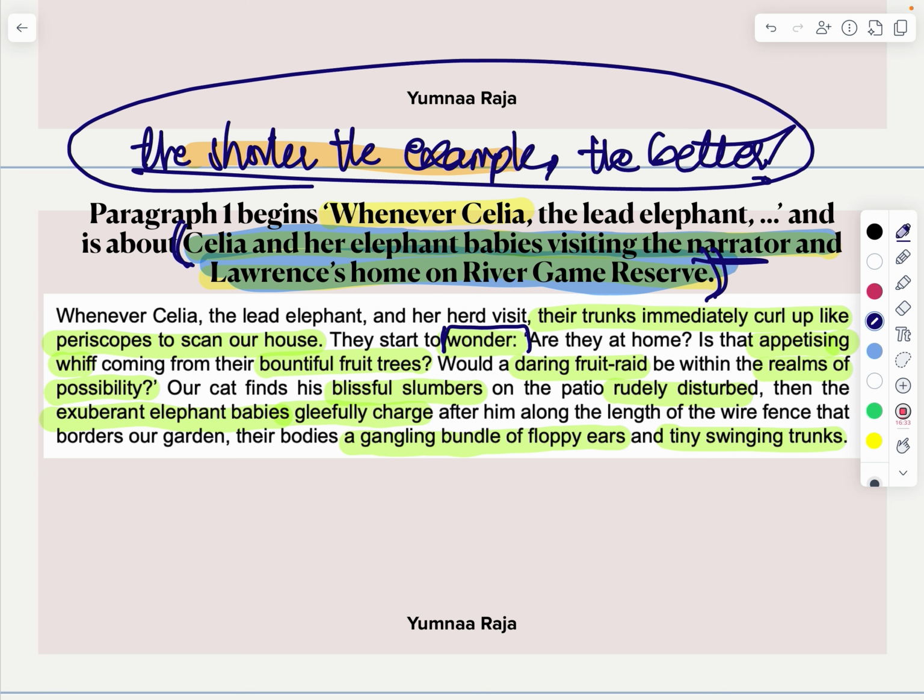So I can comment on this. I will do that right now. And just to let you know, this is a one-word example. This is a two-word example. And let me see if I have a three-word example here somewhere. Right, so bountiful fruit trees, three-word example. And then realms of possibility is also a three-word example. Gangling bundle of floppy ears, four-word example. So what I've tried to do is to give you an idea of how you can have three-word examples, two-word examples, one-word example, and four-word, and of course longer than that as well.